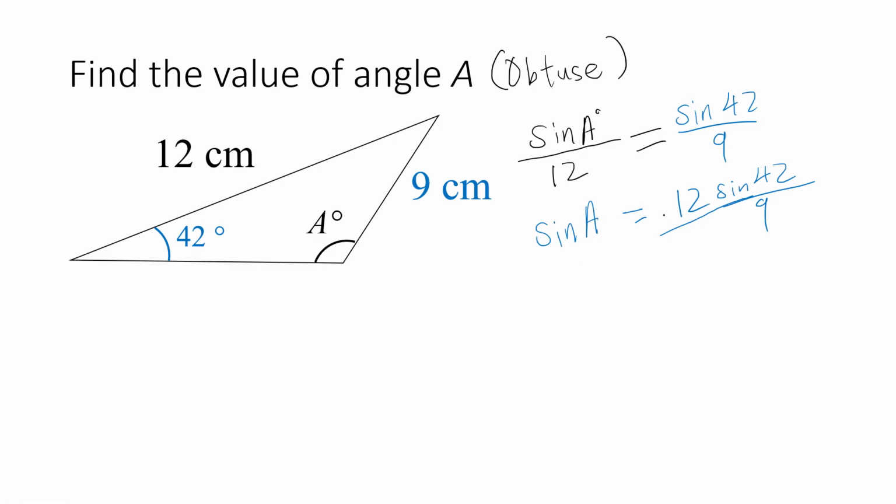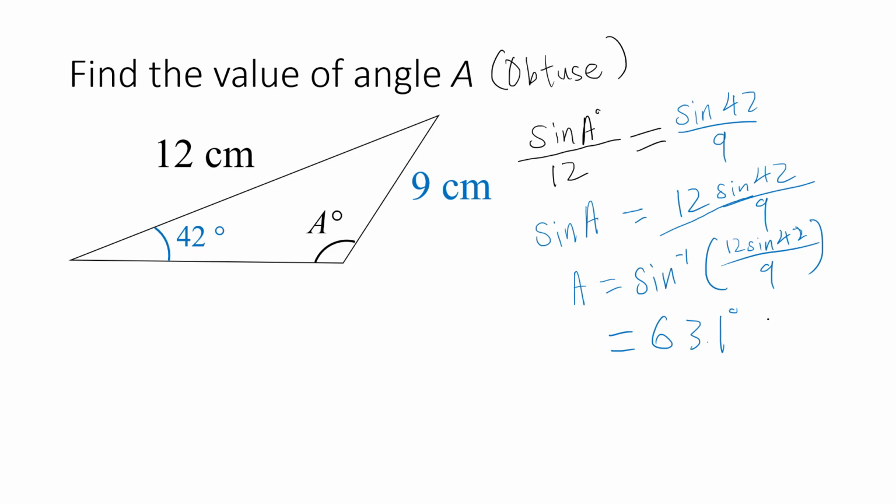So next, we bring the sine over. We will get A is equal to sine inverse, bracket the whole thing, 12 sine 42 over 9. So key in this value into your calculator: 12 times sine 42 divided by 9, and the whole thing inverse. You will get 63.1 degrees.